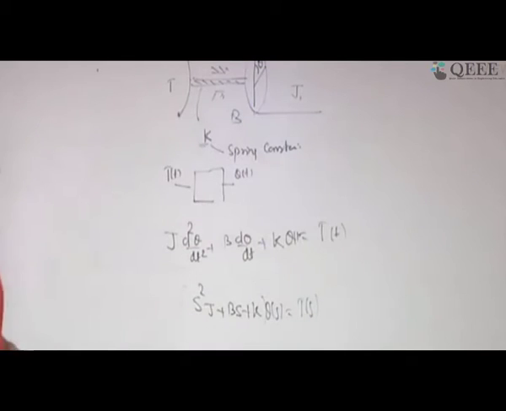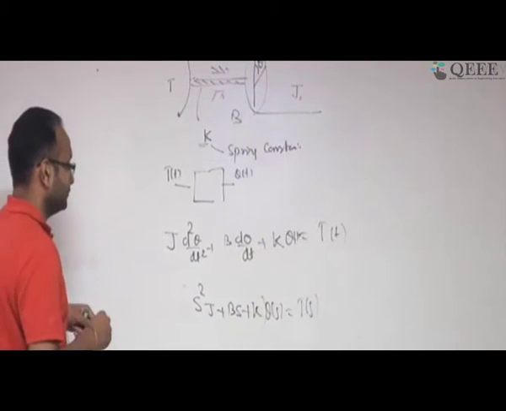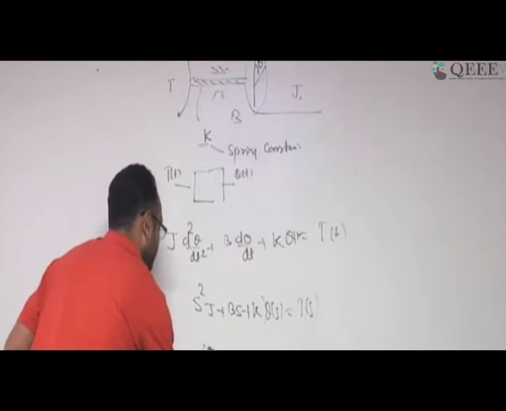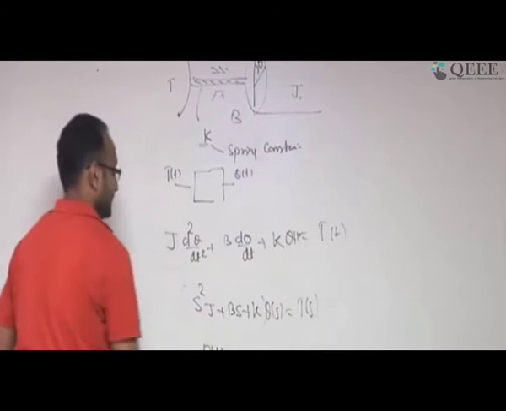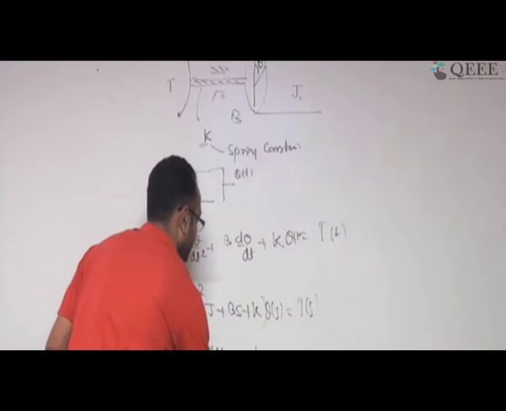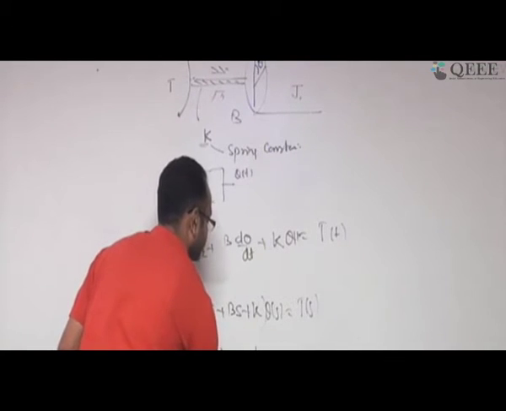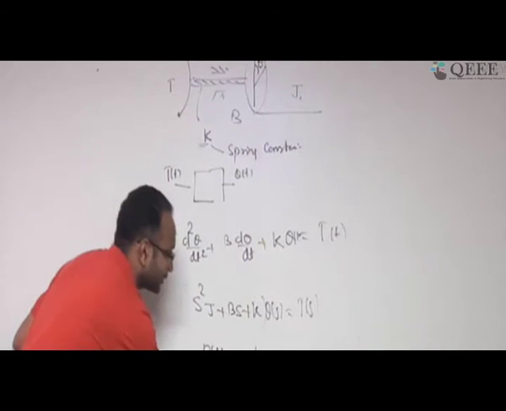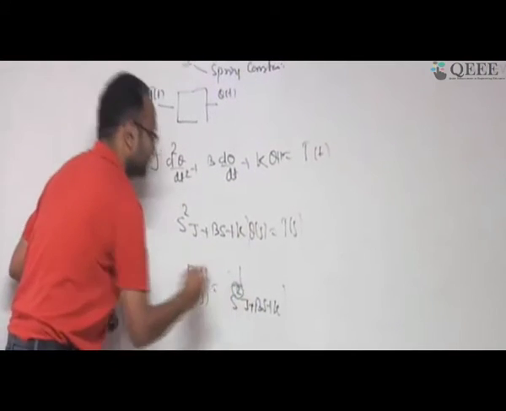As I mentioned, if you take a Laplace transform, this is very clear, and all of you know very well. You can work it out. So now here we look at it. Theta of s divided by torque T of s is going to be 1 over J s square plus b s plus k. Here this order is 2.